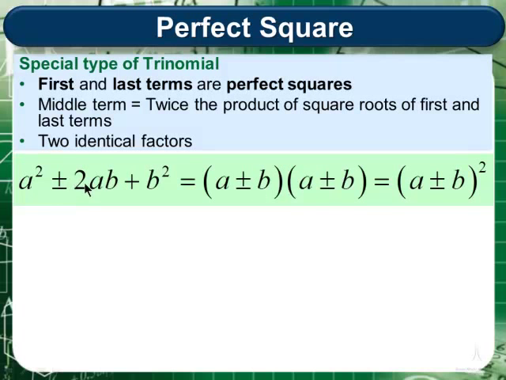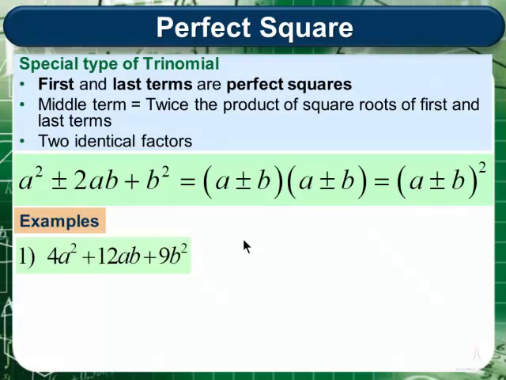So in other words, if the second term is negative, we will have identical factors with two negatives between successive terms in each factor. So let's have a look at the examples of this type of factorization of a trinomial, which is called a perfect square. In this case, we see that the first and the last terms of this trinomial are perfect squares. It's 2a all squared, and there we have 3b all squared.